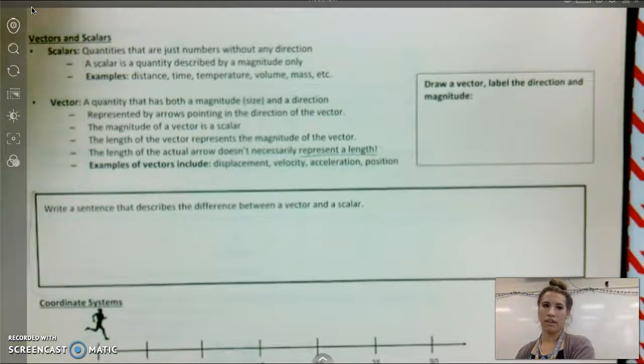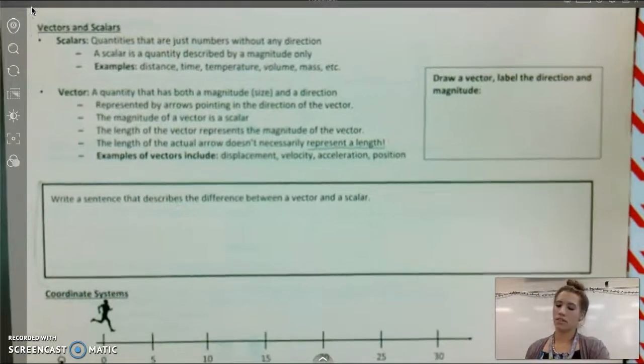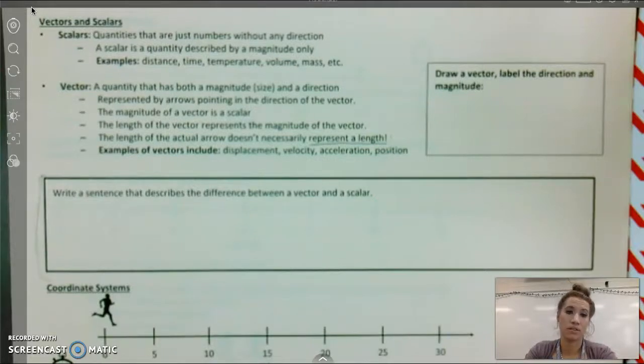Now we need to look at scalar quantities, as well as vector quantities, and what's the difference between them. Scalars describe magnitude only. So if we're talking about distance, it's like 5 miles, okay? Time, 1 hour, temperature, 5 degrees Kelvin, whatever. It's a magnitude. It's a value, a quantity, a number.